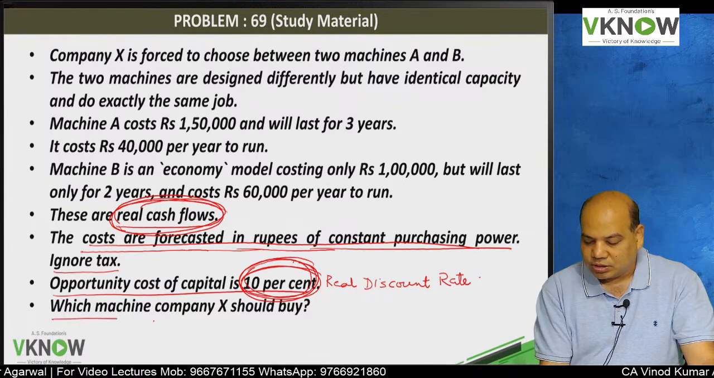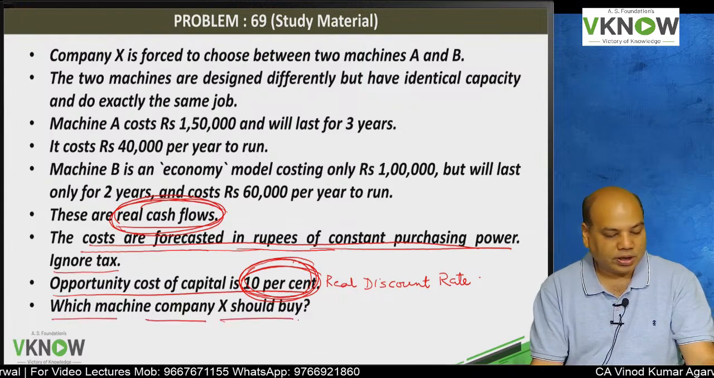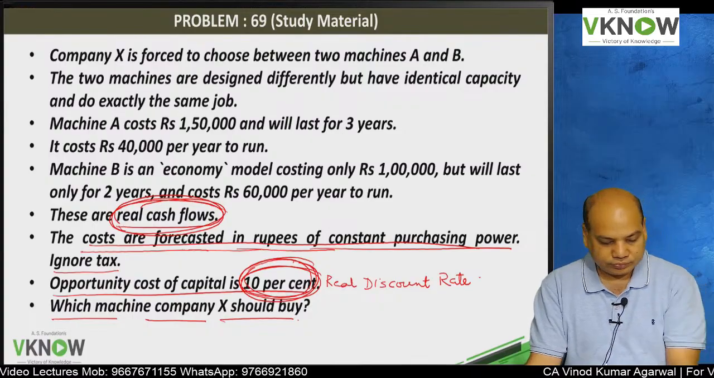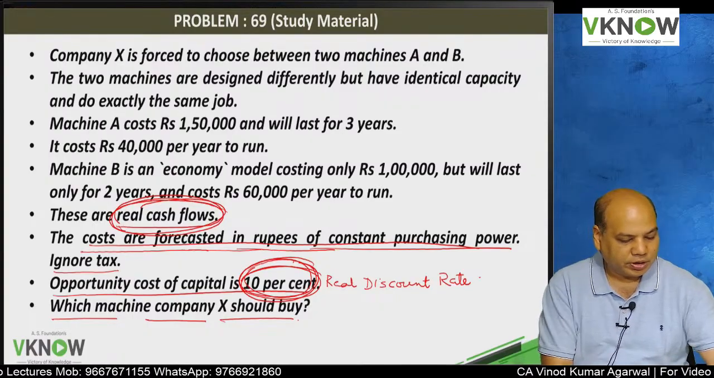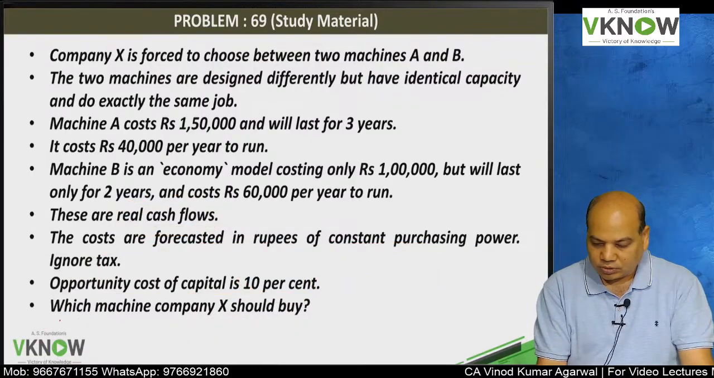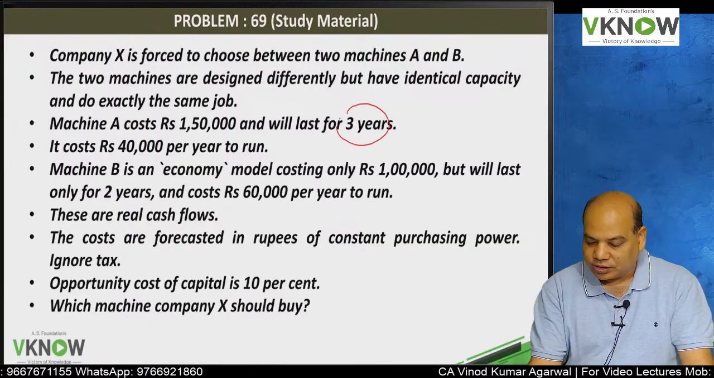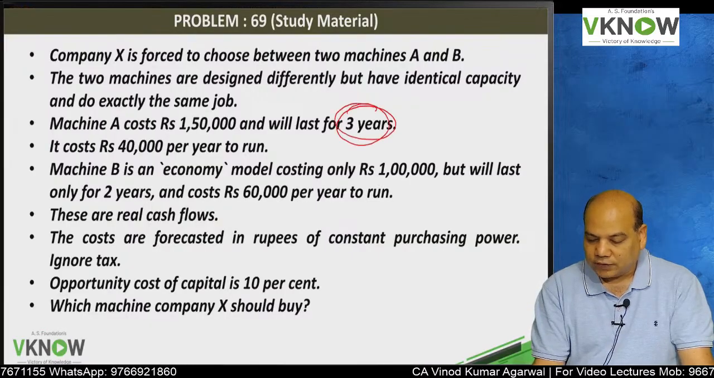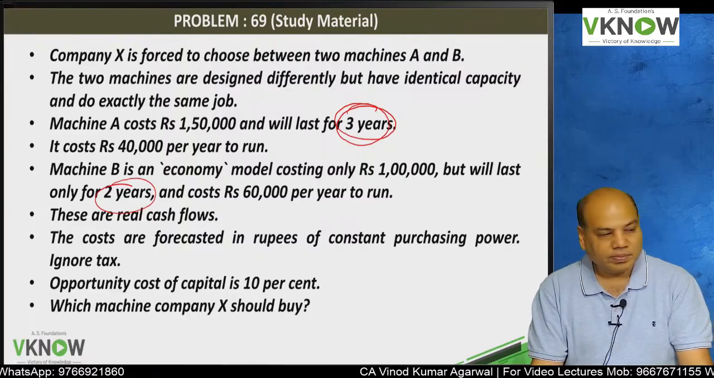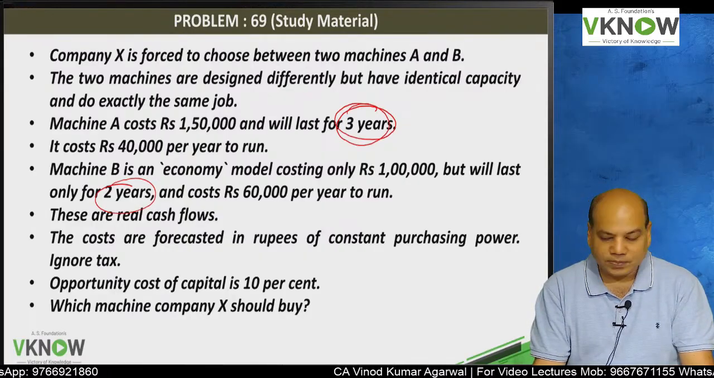Which machine should company X buy? The question is which machine company X should buy. Now in this problem, the life of machine A is 3 years, life of machine B is 2 years. So they are not easily comparable because their lives are different.